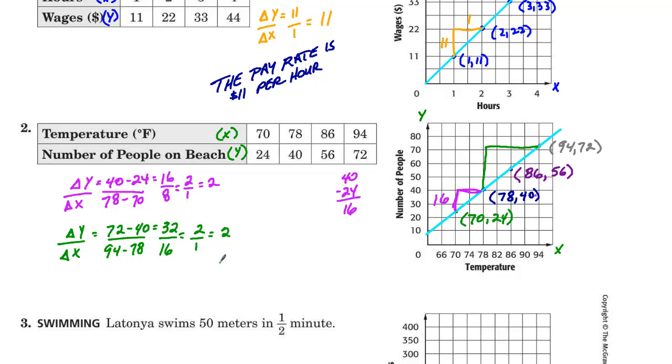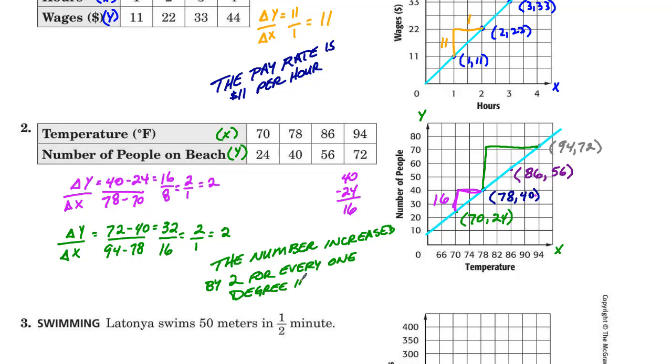So the number of people increased, went up, increased by 2 for every 1 degree increase in temperature.